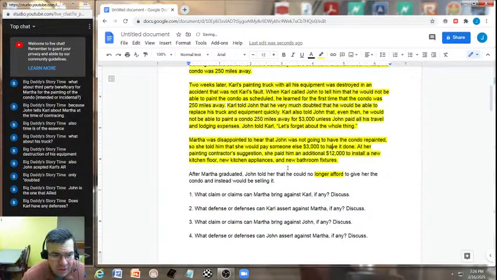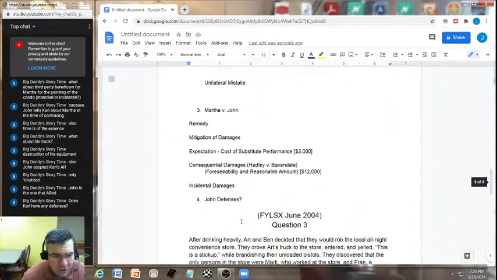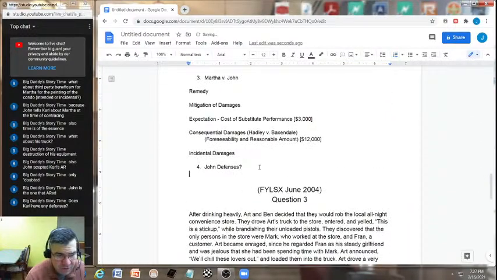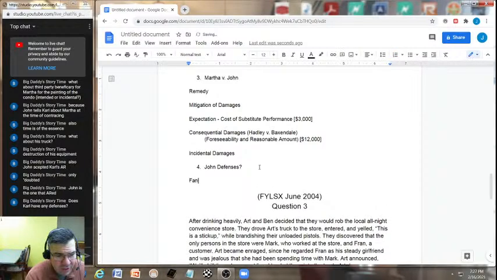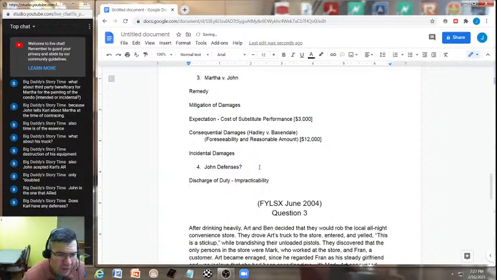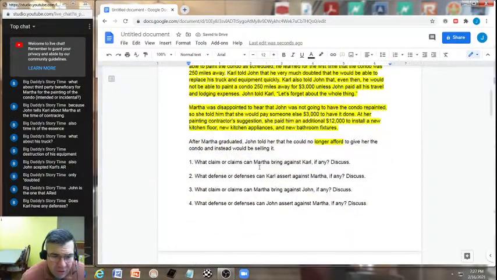rule this out, okay? After Martha graduated, John told her that he could no longer afford to give her the condo and instead would be selling it. So there we go. Now here, underneath John's defenses, we have financial impracticability. Discharge of duty, impracticability. And you know, that other aspect, I think, yeah, because down here he says, no longer afford to give her the condo and instead would be selling it. Okay, yeah, financial, commercial impracticability.